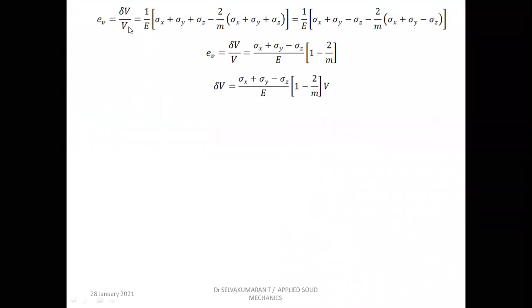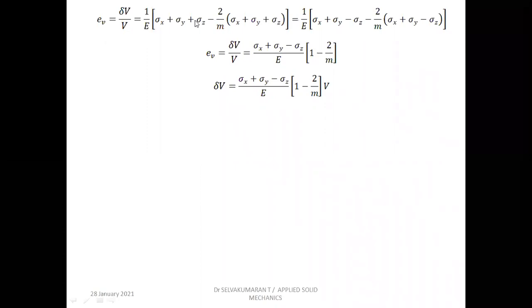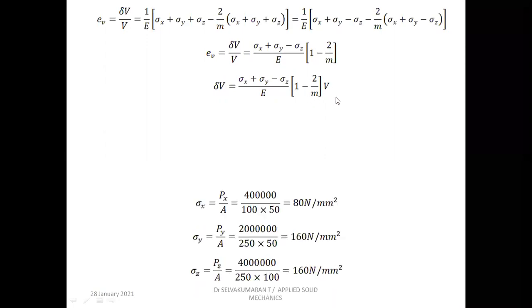Okay, so this is the volumetric strain when all the three forces are under tension. Now sigma z is compression. So here minus sigma z, here minus sigma z. You can see here minus sigma z, minus sigma z. So sigma x plus sigma y minus sigma z is common. So we have taken outside into 1 minus 2 by m. So delta V, the change in volume, is equal to sigma x plus sigma y minus sigma z divided by E into 1 minus 2 by m into V.